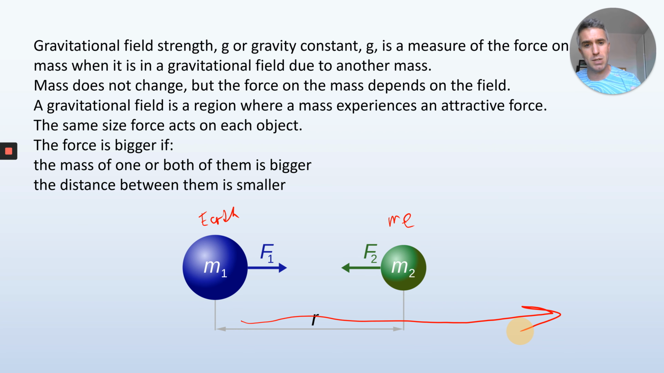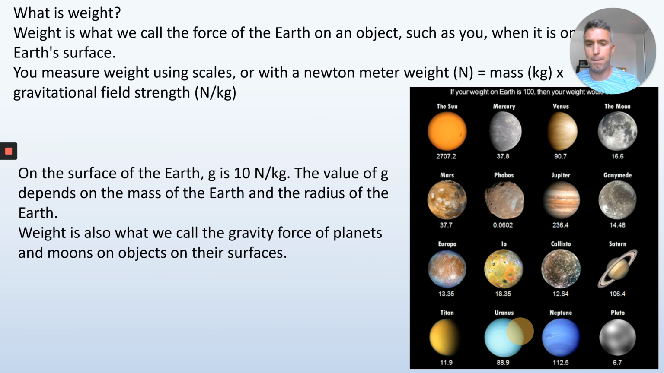The force of attraction will get bigger if the Earth got bigger somehow, then I would be pulled towards the Earth with a greater force. If the Earth got smaller, I would get pulled towards the Earth with a smaller force. But the Earth's not going to get bigger, and the Earth's not going to get smaller. But what are bigger and or smaller are other planets.